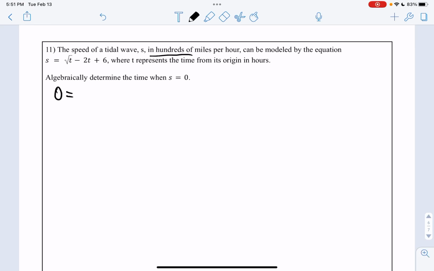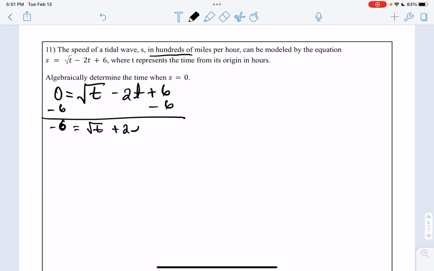So S is equal to 0. We need to figure out what t is equal to. I'm going to do it by getting rid of this radical situation, which is negative 6 equals radical t plus 2t. Let's keep doing inverse operation. Let's see where it takes us. They're not like terms, so wait. This was a minus already, so I would have to add the 2t. So 2t minus 6 is equal to radical t.